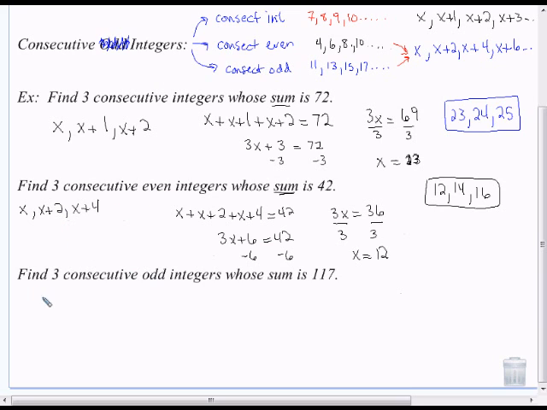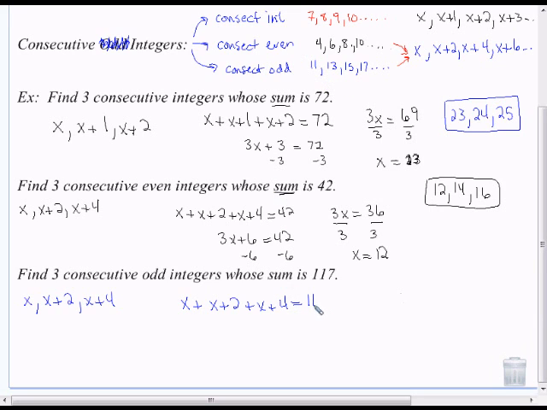Consecutive odd integers are going to use the same x plus 2 and x plus 4. So I'm going to add those together. Why is that? Because both even and odds, to get from 11 to 13, I add 2. To get from 13 to 15, I add 2 more. So you're adding 2 because you're skipping 1. Does that make sense? Okay.